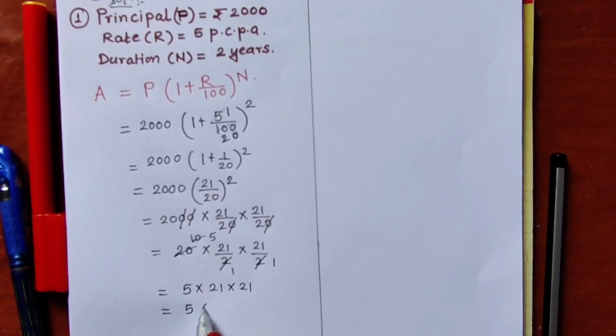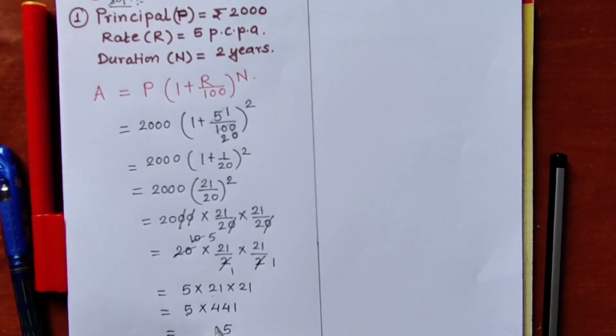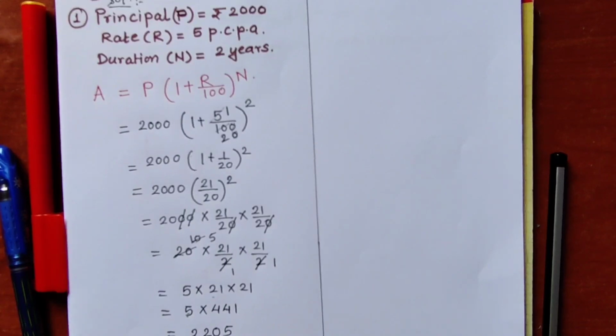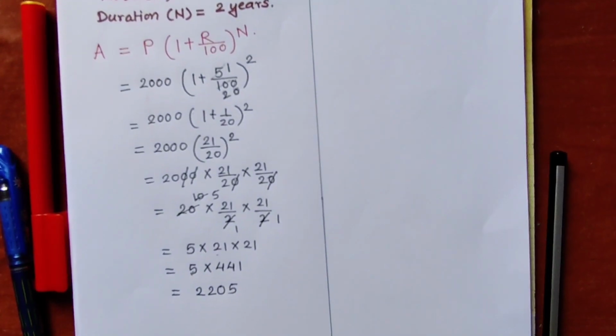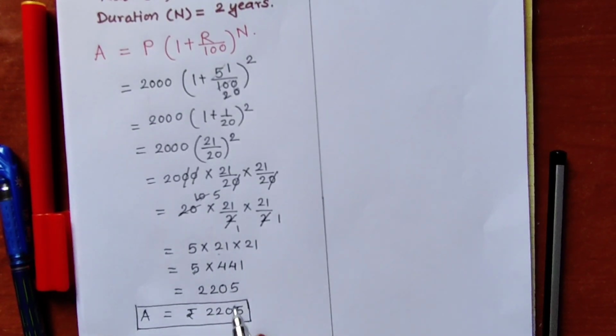Now 5 as it is, first we write 21 into 21. We all know the square of 21, which is 441. Now this multiplication we can do orally. 5 ones are 5, 5 fours are 20, 0 written 2 carrying, 5 fours are 20, 20 plus 2, 22. So in this way we have got the value for amount. Amount we have got 2205 rupees. After getting the value of amount, we can find out the value of compound interest.